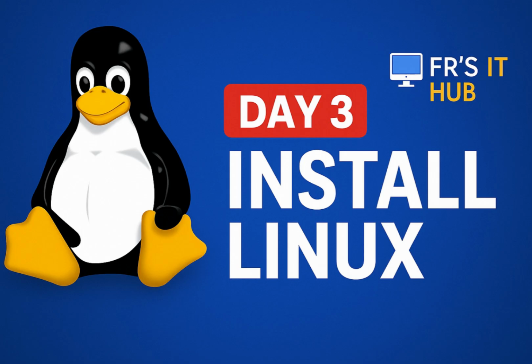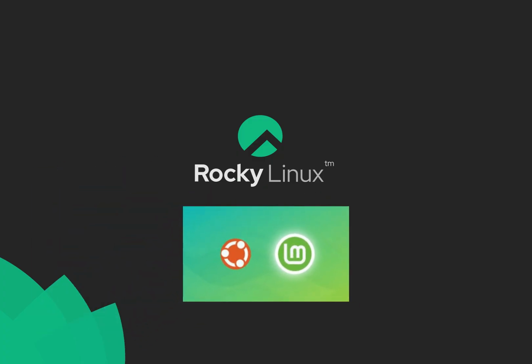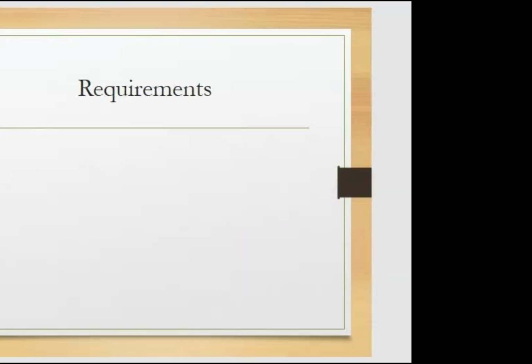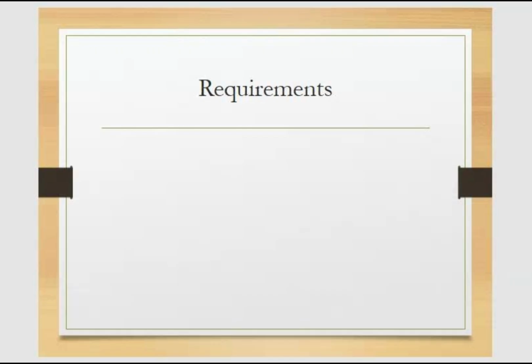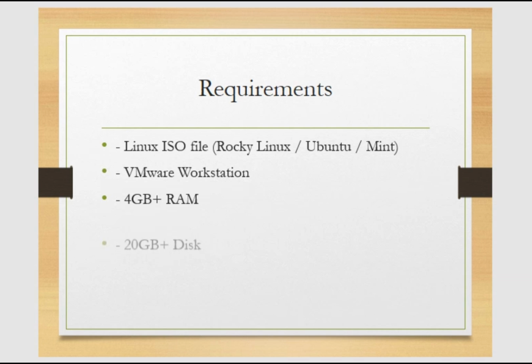Today I will show you how to install Linux step by step. I will use Rocky Linux as an example, but you can follow the same steps for Ubuntu, Mint and most other distros. Before we start, here's what you will need: an ISO file of your chosen Linux distribution, I'm using Rocky Linux; VMware Workstation, an application which lets us run Linux inside Windows; and at least 4 GB of RAM for smooth performance.